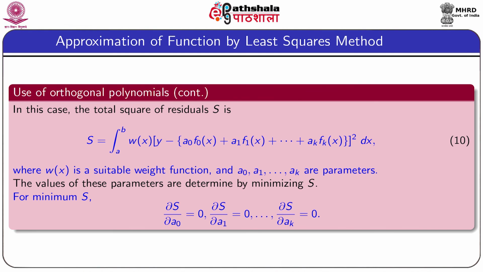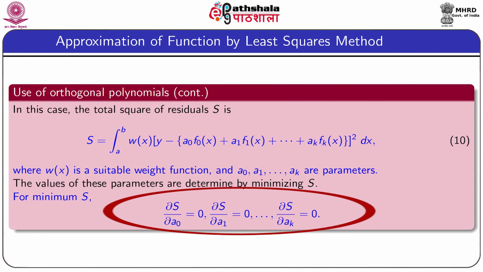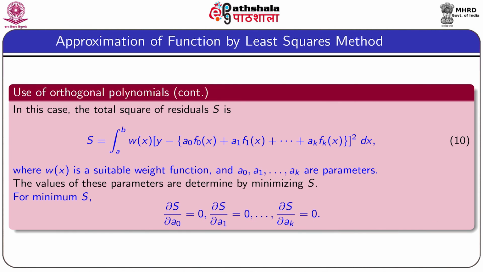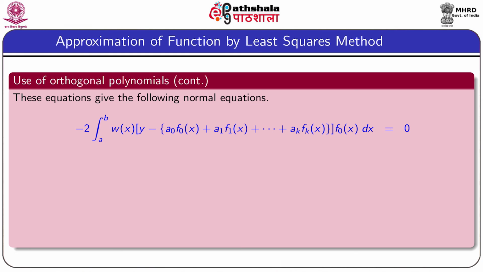The values of these parameters are determined by this system of linear equations: del S del a0 equals 0, del S del a1 equals 0, up to del S del ak equals 0. This gives the following normal equations.